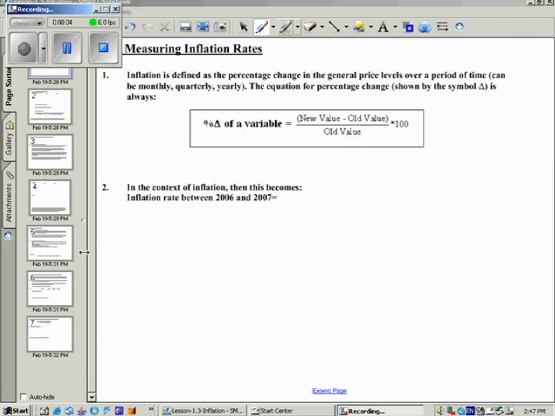Lesson 1.3, Measuring Inflation Rates. Inflation is defined as the percentage change in the price levels over a period of time. The time could be monthly, quarterly, or yearly.